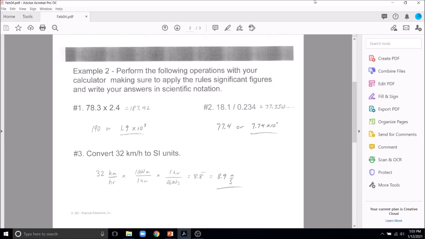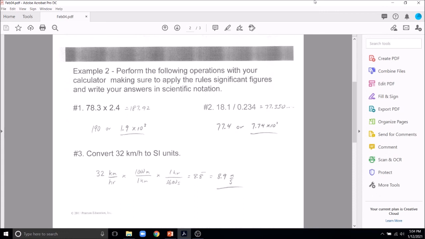You put number 1 into your calculator, you get 187.92. So that's obviously too many digits. If you look at your original numbers, you have 3 significant digits, and then we have 2 significant digits for 2.4. So that means we're going to have to round this to 2 significant digits, which 187.92 would round to 190. Now we want to avoid any ambiguity in reporting how many significant digits we have. That's why we want to write in scientific notation. You'd write 1.9 times 10 to the second power.